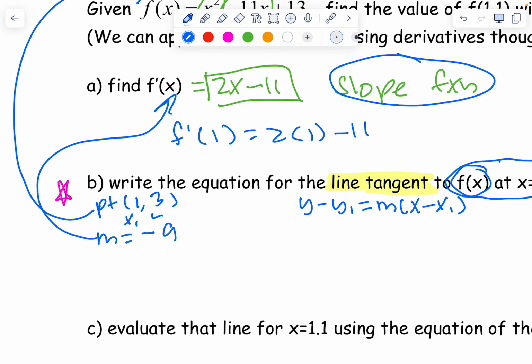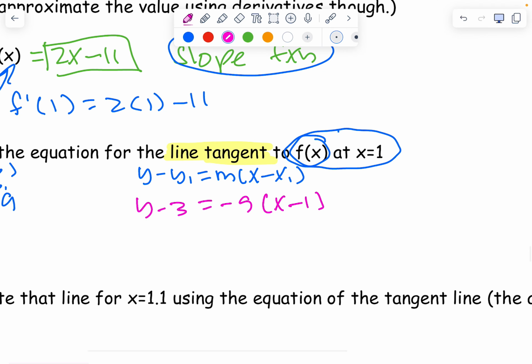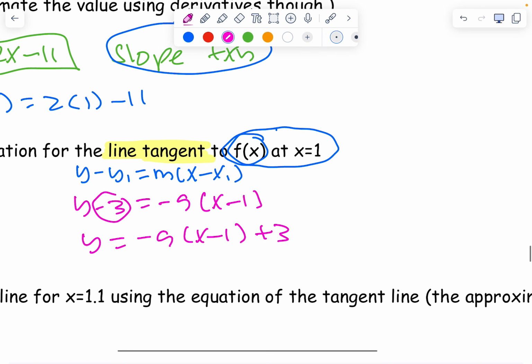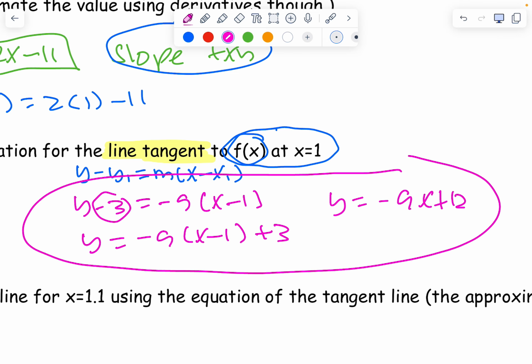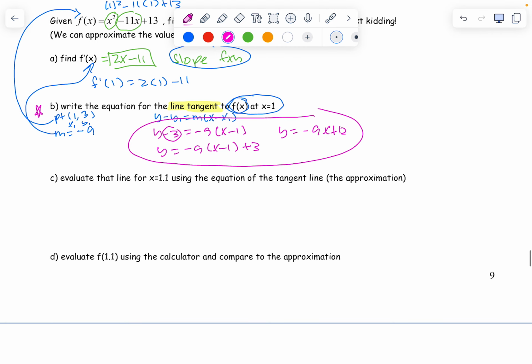Now I have all the information. This is my x1 and y1, so let's plug it in. We have y minus 3 is equal to negative 9 times x minus 1. This is sufficient, but I'm going to give you 2 ways that might still be okay to use. I'm going to move the 3 over by saying negative 9 times x minus 1, plus 3. That's also good. If that bothers you because it's not in slope-intercept form, you can distribute and combine like terms and get negative 9x plus 12. They're all good. Everyone good on that? Okay? All right. Oscar, go ahead and read part C.